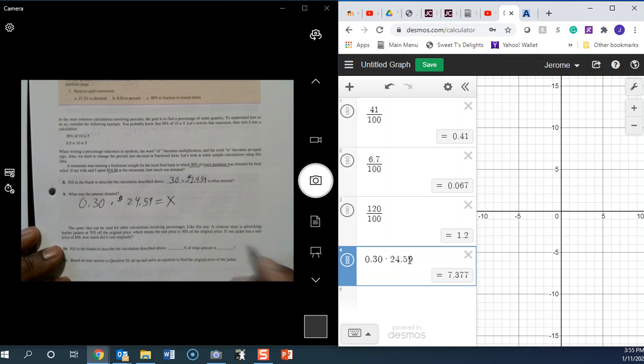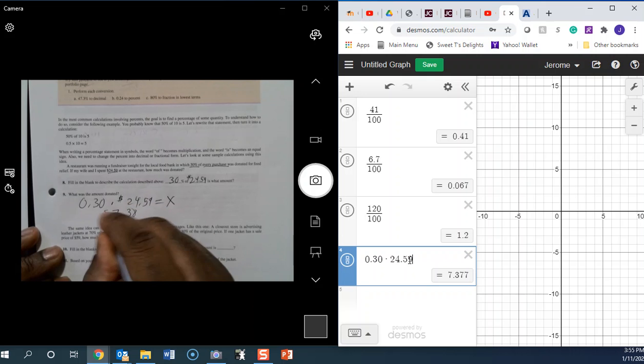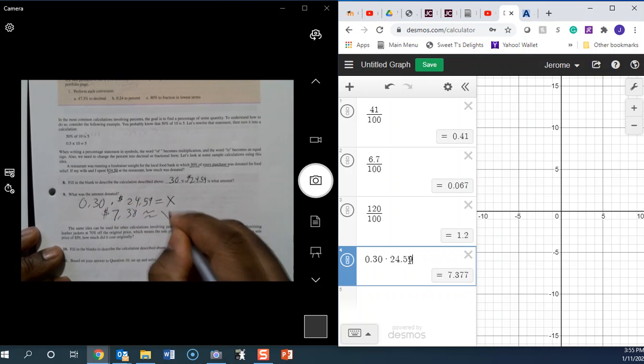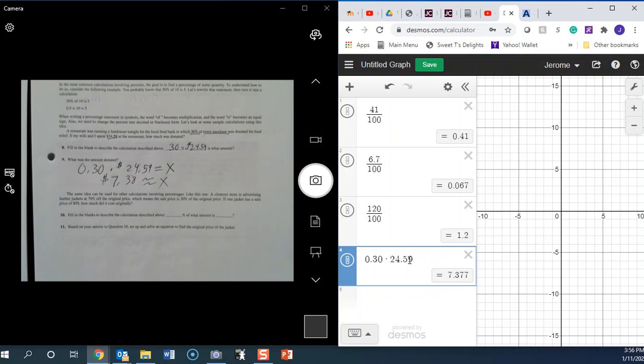24.59, and that would give us approximately $7.38, because we typically don't go 3 places behind the decimal point with our money. Now, the same idea can be used for other calculations involving percentages, like this one.